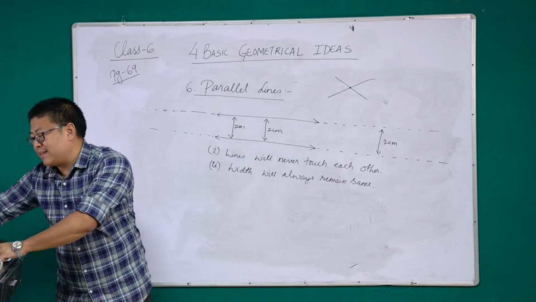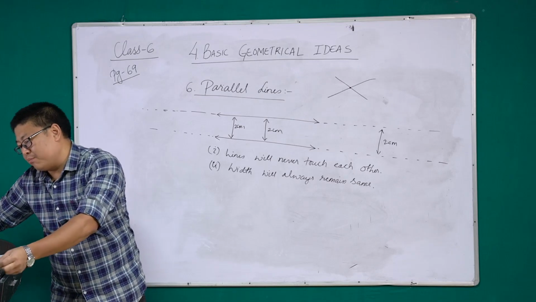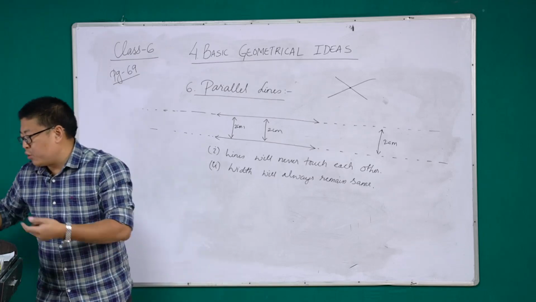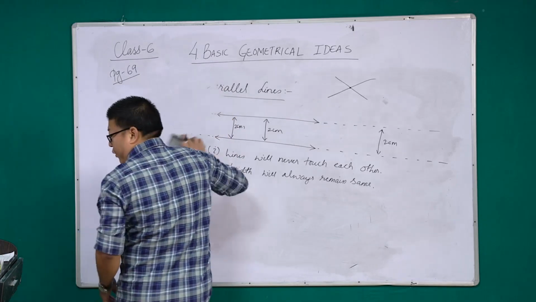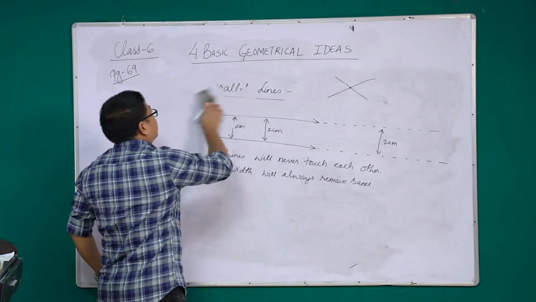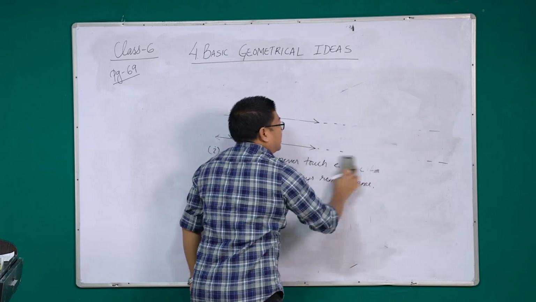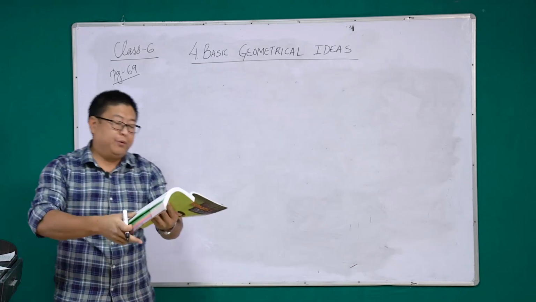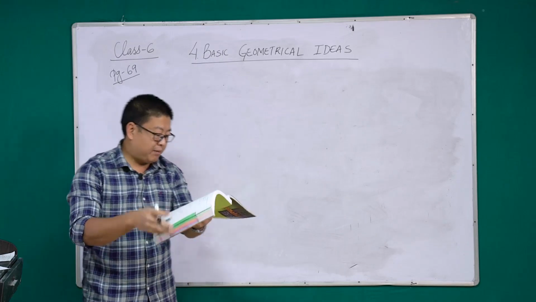Now, to understand all this even better, let's go to exercise number 4.1. We will solve a few questions and I'm sure we'll be able to understand better. Now, please turn to exercise 4.1, which is on page number 74. Page number 74 of the textbook. All right, let me read out the question for you. Exercise 4.1, page number 74, question number 1.